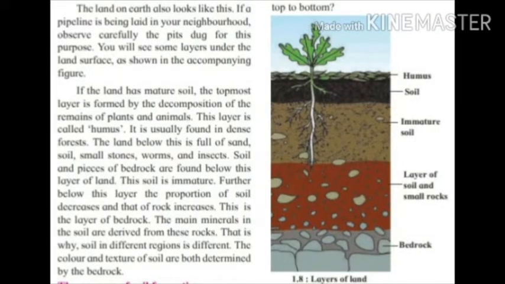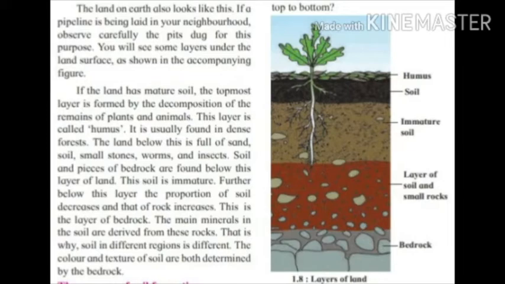Moving ahead, the land on earth also looks like this. If a pipeline is being laid in your neighborhood, observe carefully the pits that are dug for this purpose. You will see some layers under the land surface as shown in your textbook or in this figure. Students, if the land has mature soil, the uppermost layer is formed by decomposition of the remains of plants and animals. This layer is called humus. It is usually found in very dense forest.